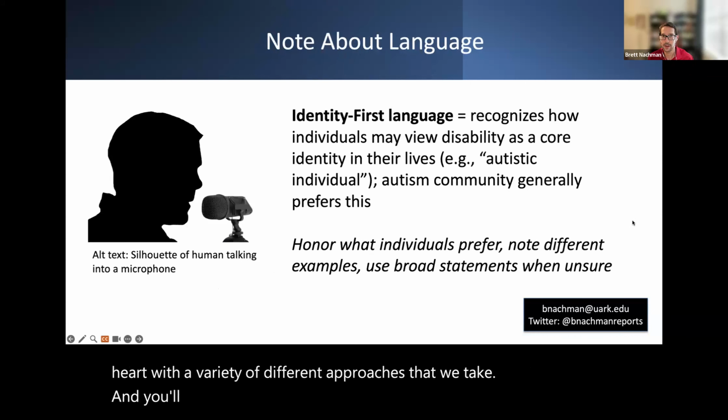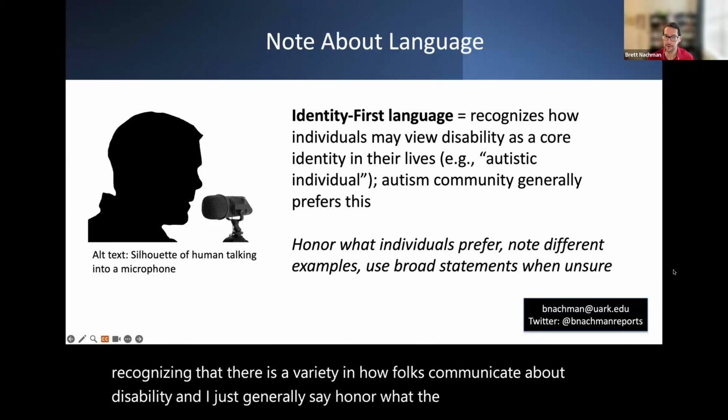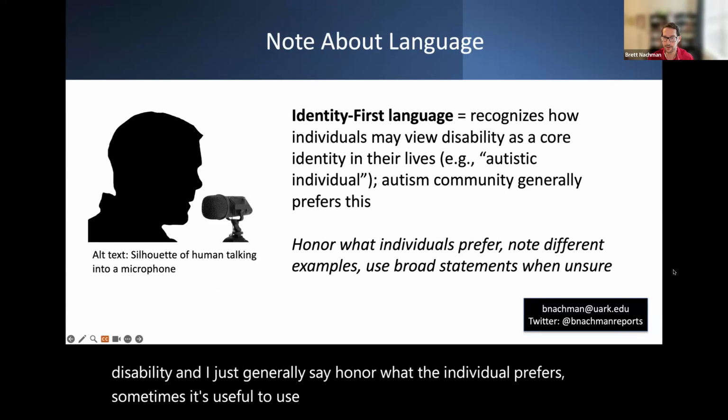And you'll note that I often use a lot of identity-first language, but recognizing that there's a variety in how folks communicate about disability. I generally say honor what the individual prefers. Sometimes it's useful to use broader statements when you're unsure.